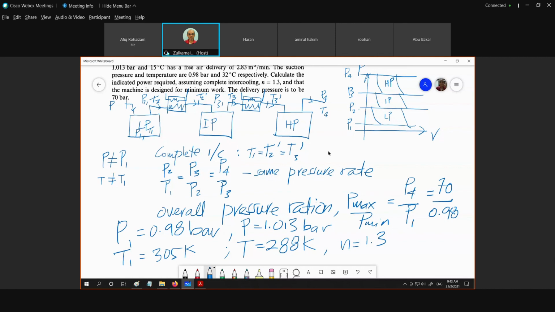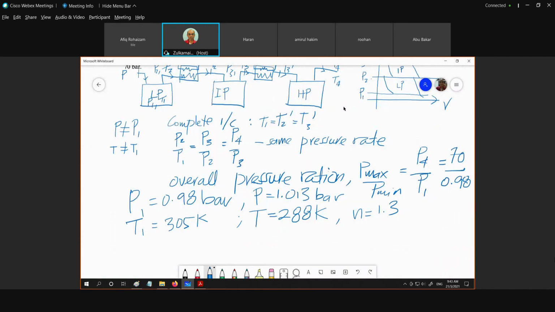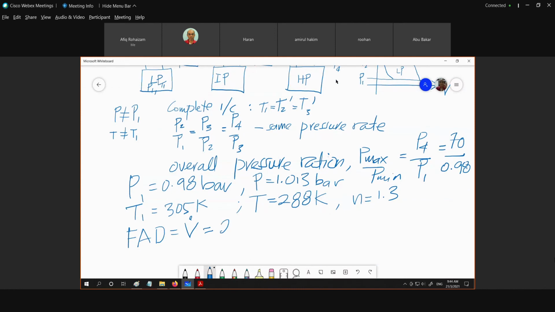Okay, dan kita ada diberikan juga di sini adalah free air delivery, FAD, 2.83. Okay, FAD which is equal to V dot measured at free air condition sama dengan 2.83. Right? So this is all the parameters given, and then we have name it each point ataupun each stage, all the numbering involved.